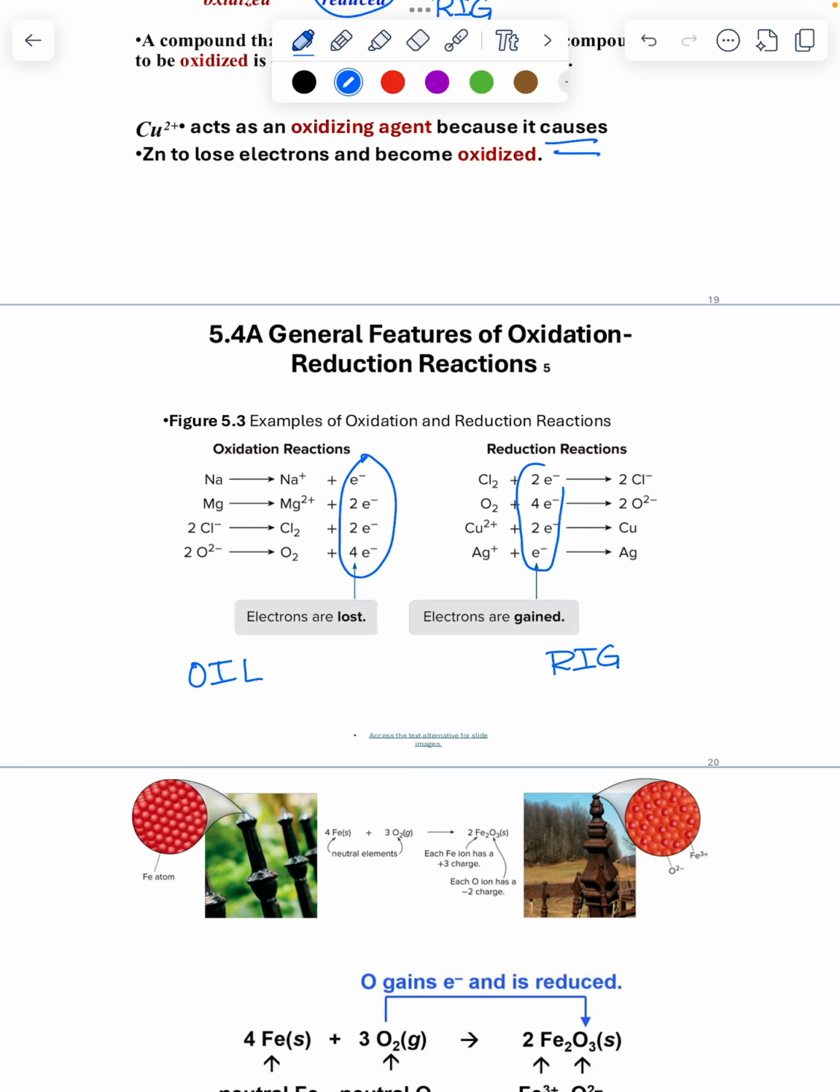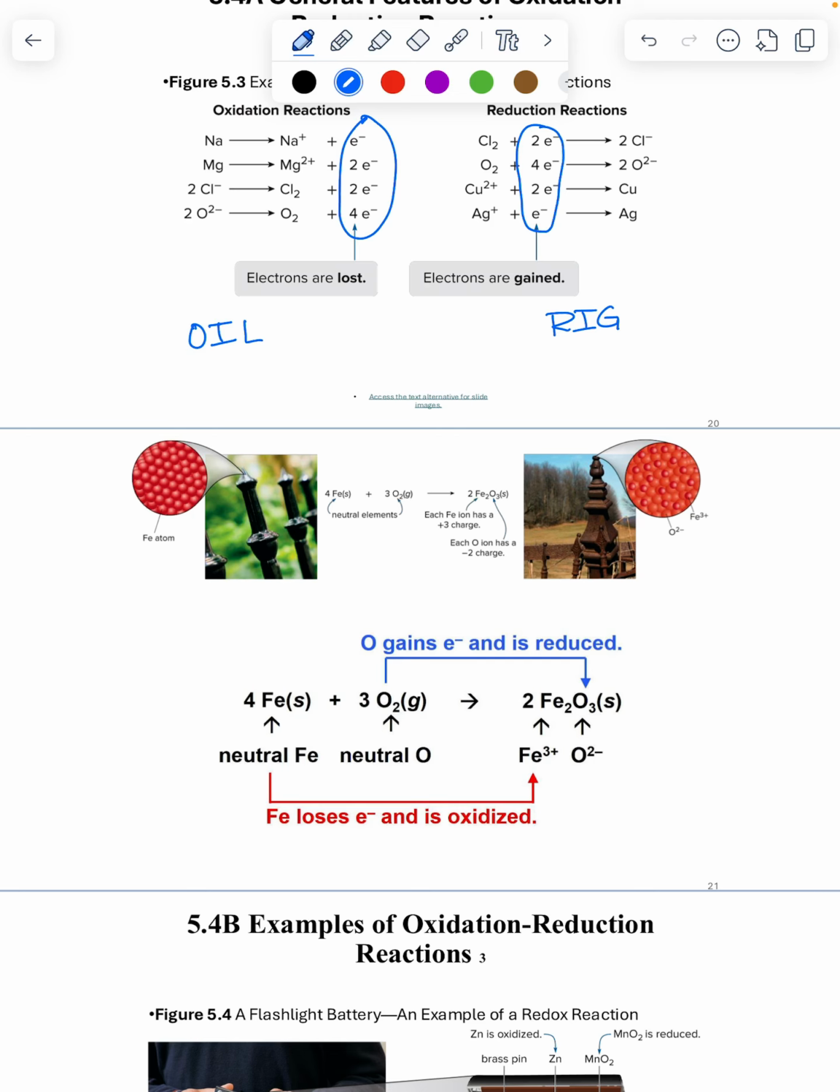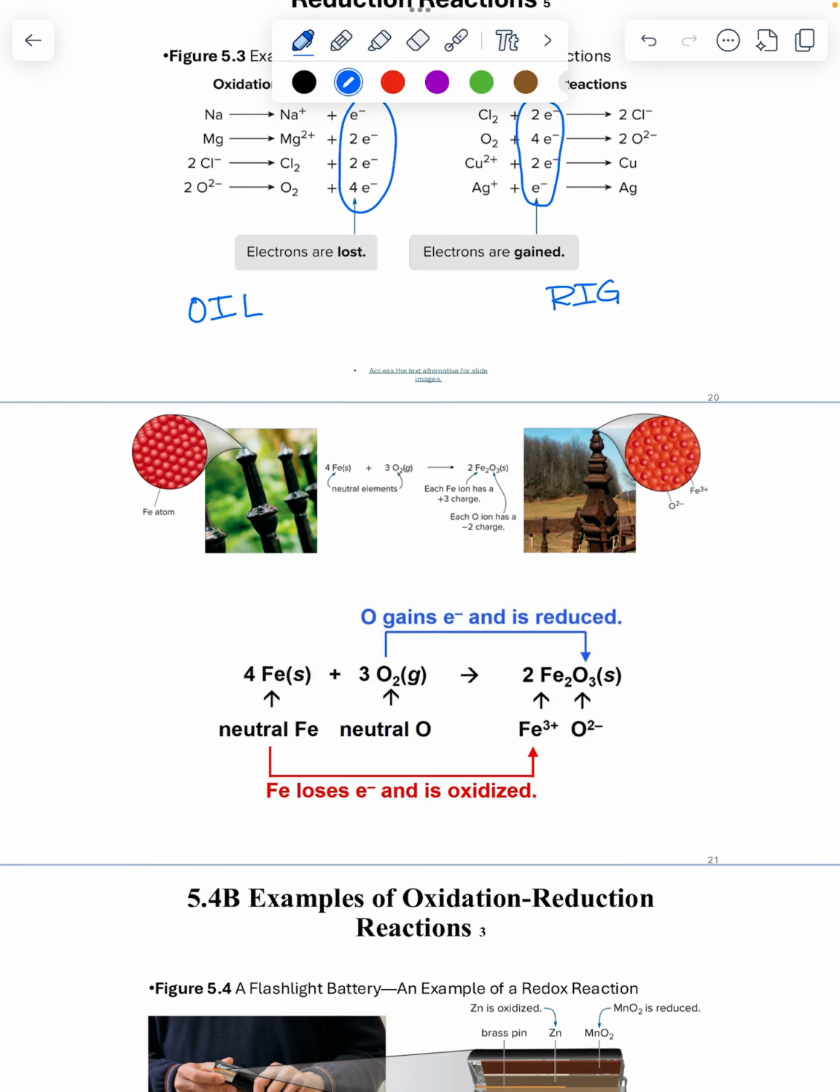Some real-world examples of oxidation reduction reactions would be the formation of rust. In this picture, it's kind of small, but you see that we have some metal, maybe some metal fencing or something, and over time that metal fencing will develop a brownish color, and we call that rust. Rust is actually a chemical compound. Fe2O3 is the formula for rust.